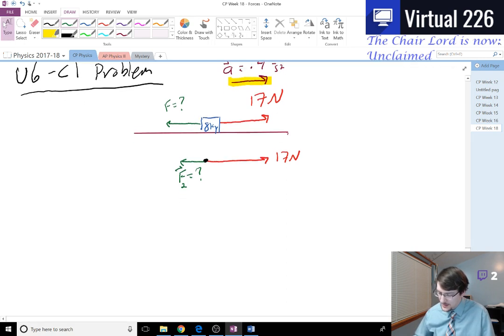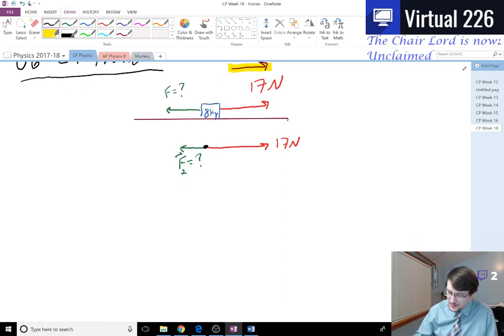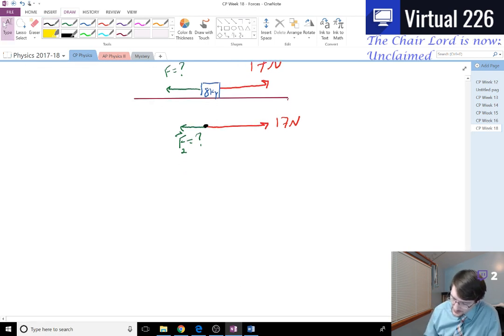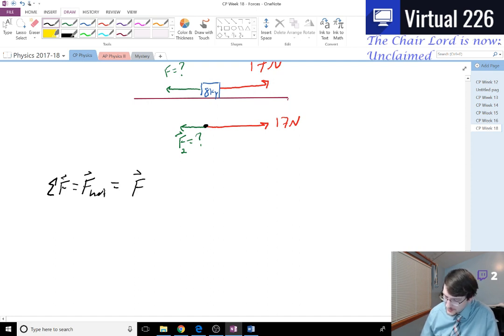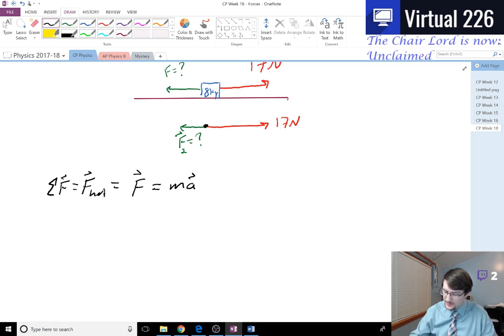Now that we have our free body diagram, we can write out our F equals ma, depending on how you like to write it. Sum of the forces, or F net, or just good old F, is going to equal the mass times the acceleration. So that's the equation we're using. Same old equation, but just a new way of setting it up. In order to do this, we need to choose a positive or negative direction. It doesn't matter what you pick, but we need to choose it.